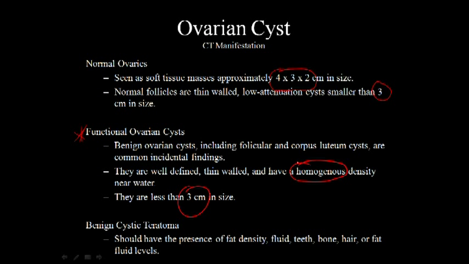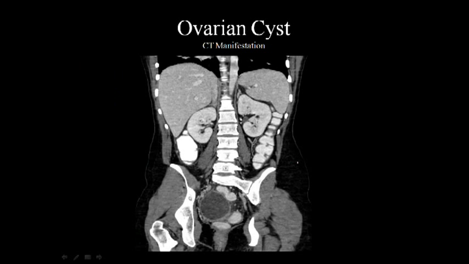Benign cystic teratoma should have the presence of fat density, fluid, teeth, bone, or hair, or fat-fluid levels. So these are going to be very interesting cysts. Notice that they have the presence of things like aiding in human development. So all of this would be totally normal.